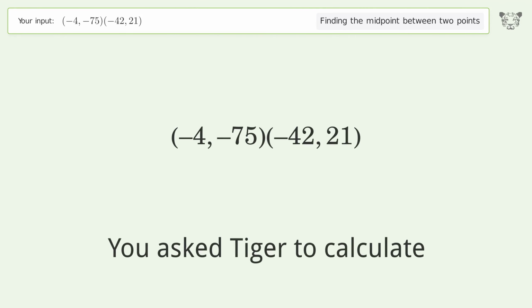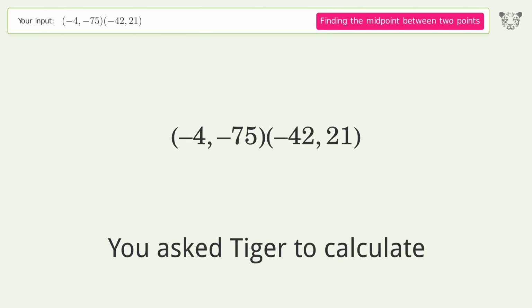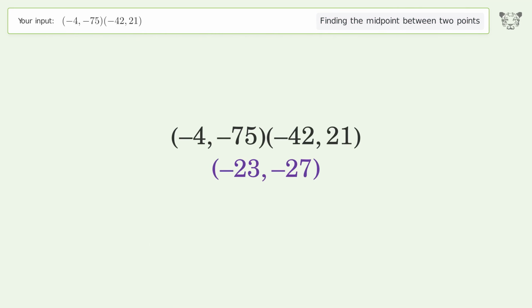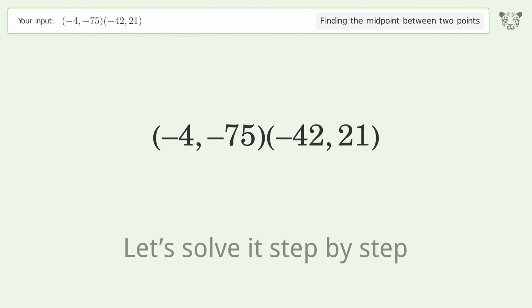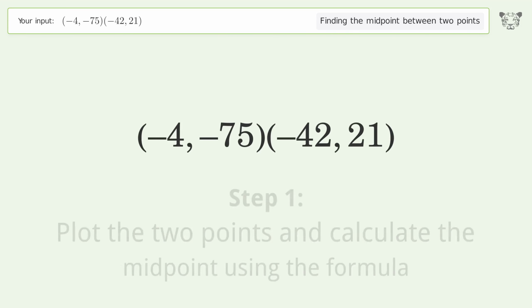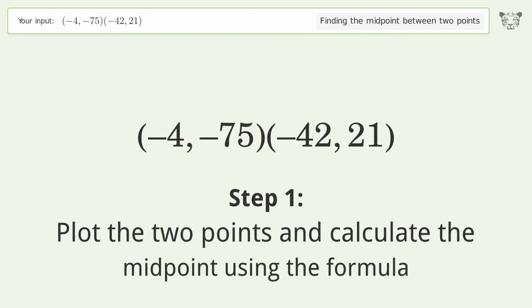You ask Tiger to calculate. This deals with finding the midpoint between 2 points. The midpoint between the 2 points is -23, -27. Let's solve it step by step. Plot the 2 points and calculate the midpoint using the formula.